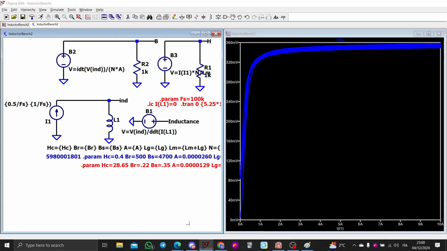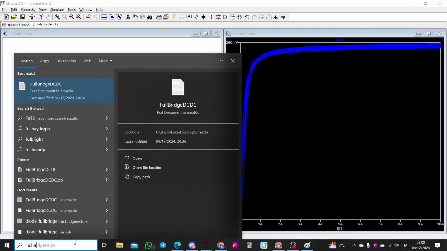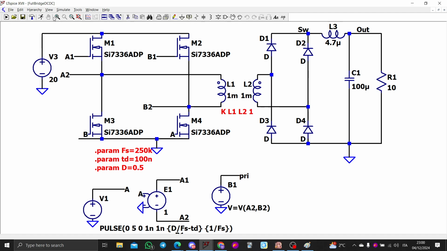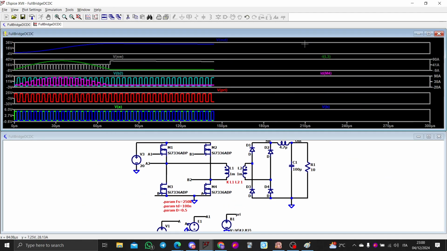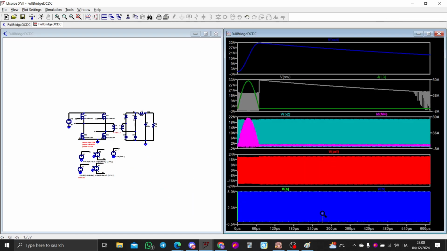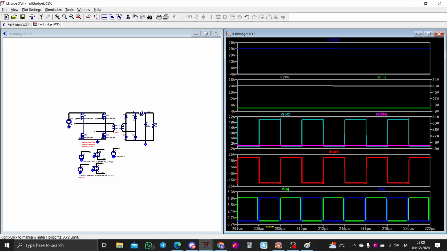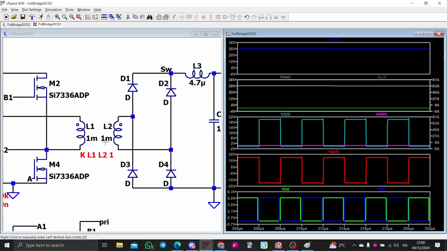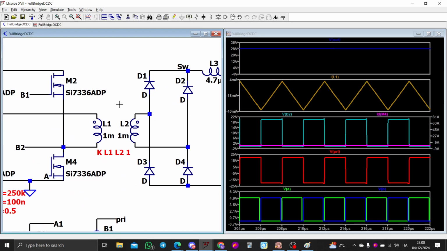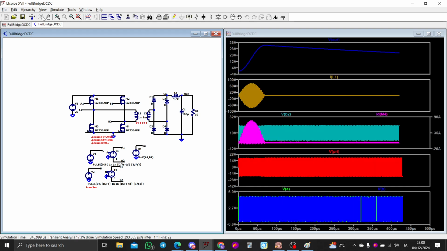configuration. The full bridge configuration, if I write here full bridge, something like that, I run the simulation. Stop right there. As you can see, the voltage of the primary is between minus Vin and plus Vin, and the primary current of this transformer. Sorry, we are still in the transient.